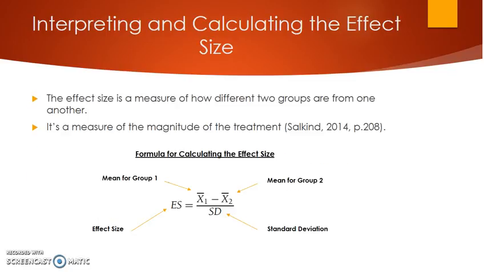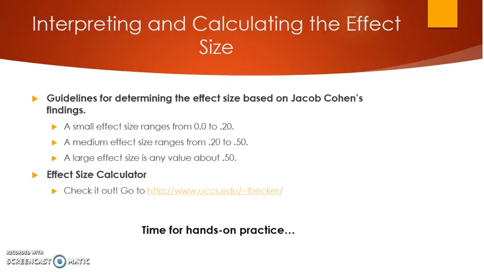Now we're going to interpret and calculate the effect size. In order to do so, you will simply divide the difference between the means by any one of the standard deviations. Keep in mind that the effect size measures how different two groups are from one another. And lastly, I've included some guidelines based on Cohen's findings to help you interpret the effect size. The effect size gives you an idea about the relative position of one group to another group. For example, if the effect size is 0, that would indicate that both groups are very similar, and there may not be a difference in the distribution of scores. You'll also find an effect size calculator to help you get started.